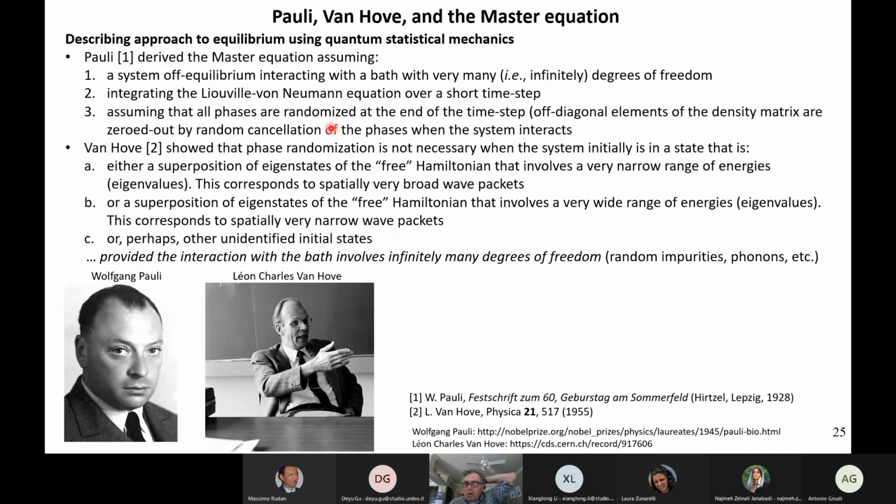And then you can approach equilibrium this way. This was 1928. In 1955, Van Hove showed actually that this phase randomization at every time step is not really necessary. He showed that, let me see if I can get the logic right. Take your system as the same system that Pauli assumed.